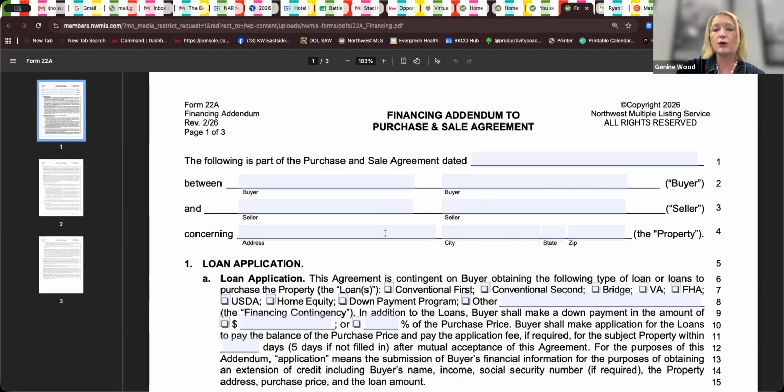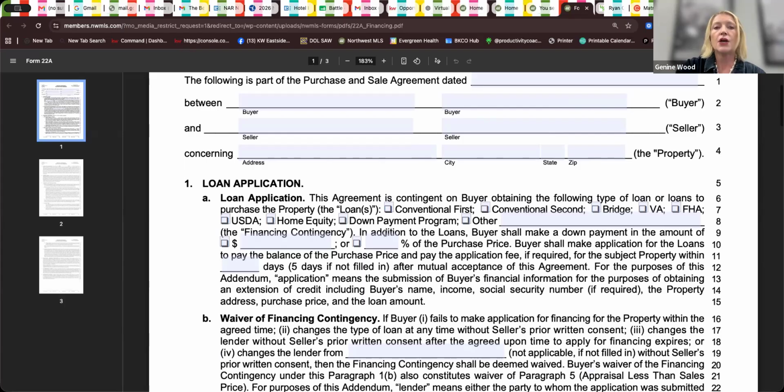Sellers go here, of course, and of course the address of the property. You utilize this form if the client is doing or wants a contingency for financing. This is a protection of their earnest money, right? So if they can't get financing, they get their earnest money back. That is the whole preface of why you would want a financing contingency in your offer.